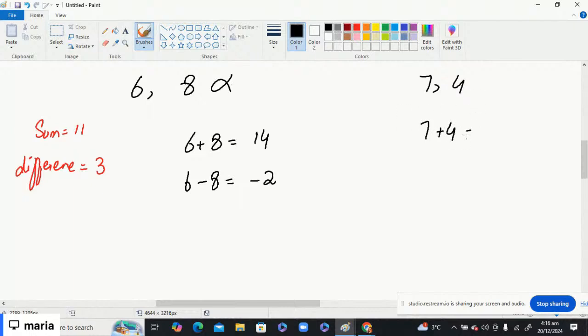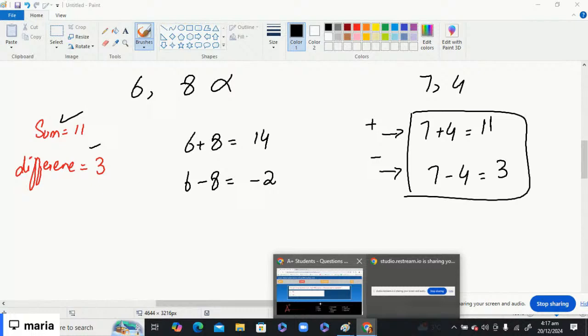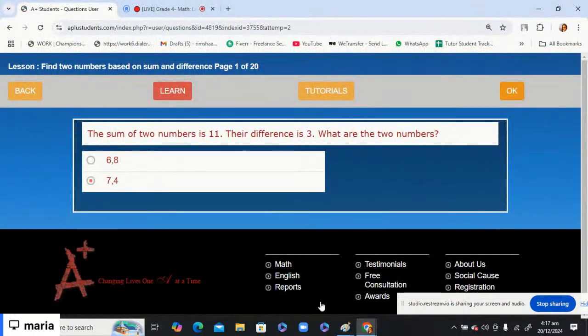7 plus 4, that is 11. 7 minus 4, that is 3. Check it out. Both the conditions are applied here. That is 7 plus 4, which is 11, and 7 minus 4, that is 3. So we can say that yes, 7 plus 4 is 11 and 7 minus 4 is 3. Alright, this is the addition and this is the subtraction. So 7 and 4 is your answer. Let's go with it.